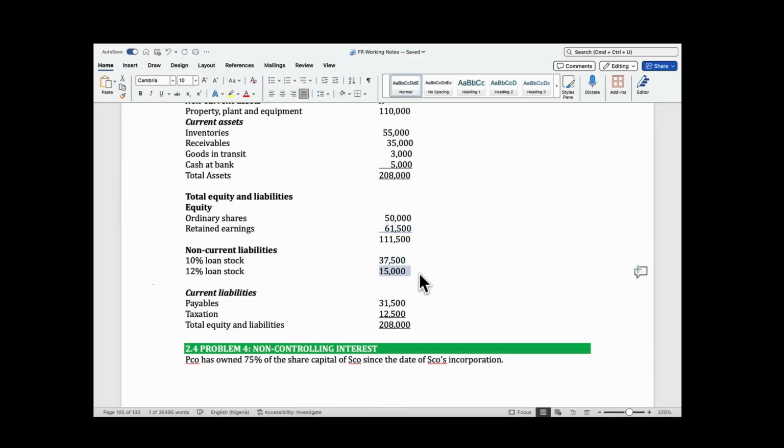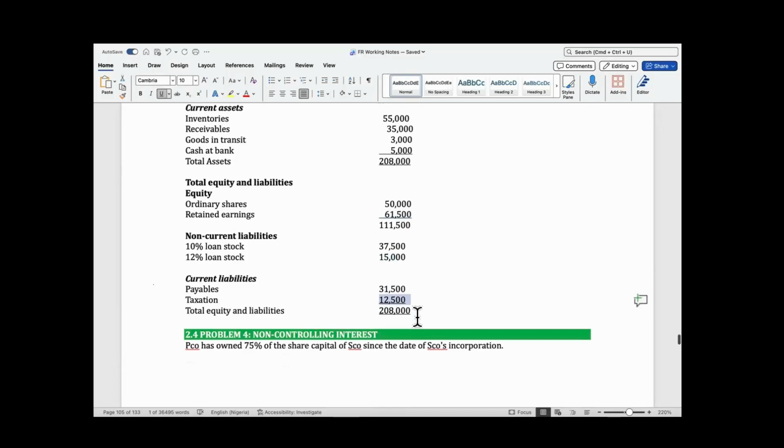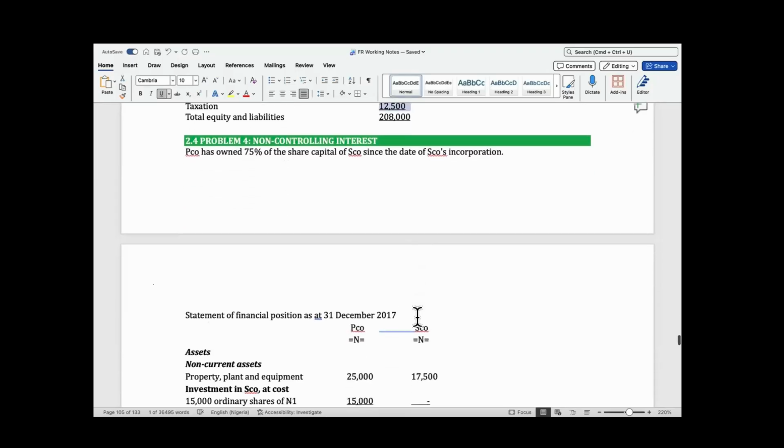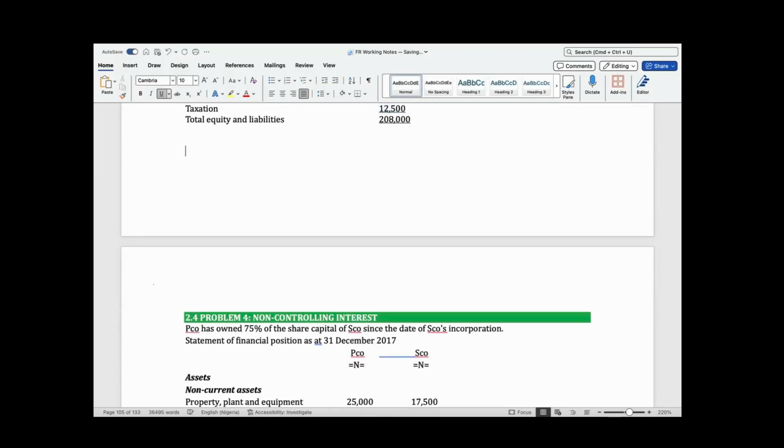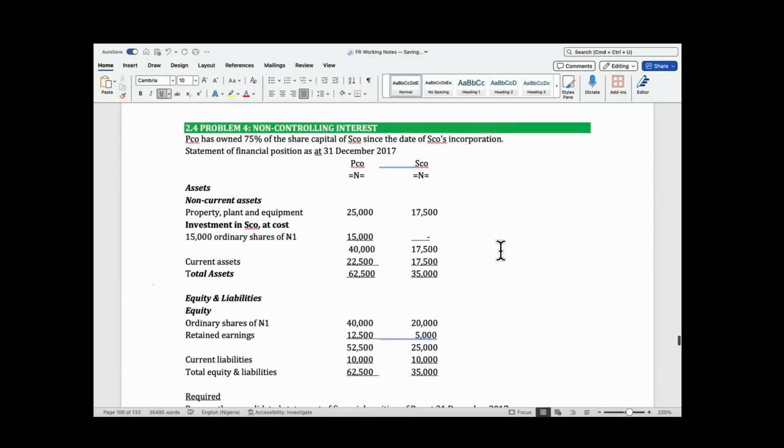This 12%, the remaining 15,000 uncancelled, payables, taxation, just add them together like that to consolidate. And that's that for that. Now, the next one is a little different.